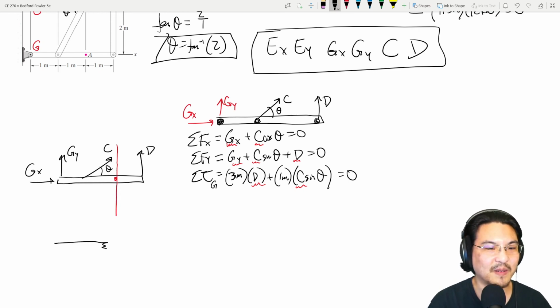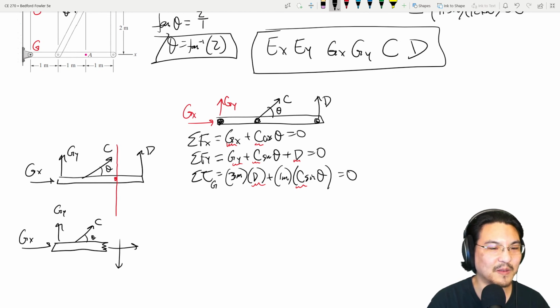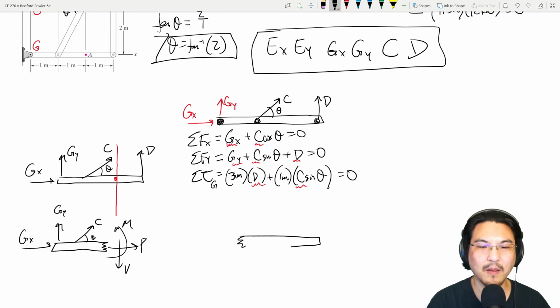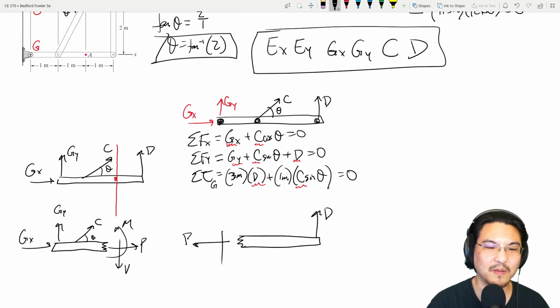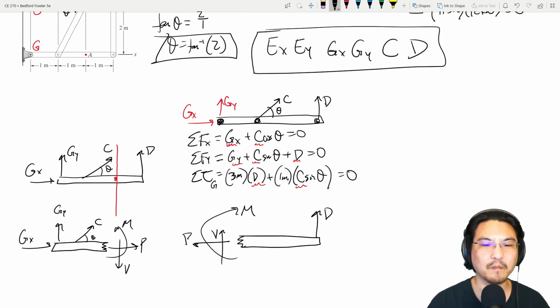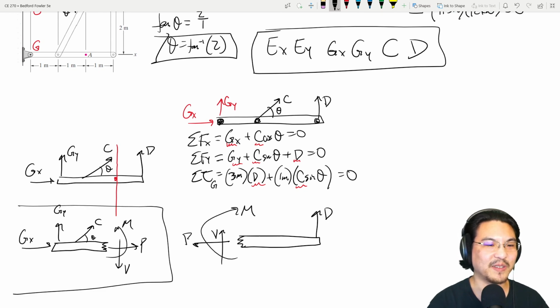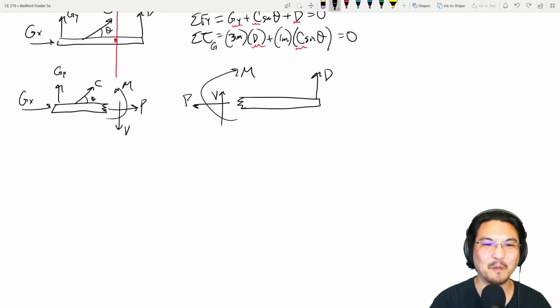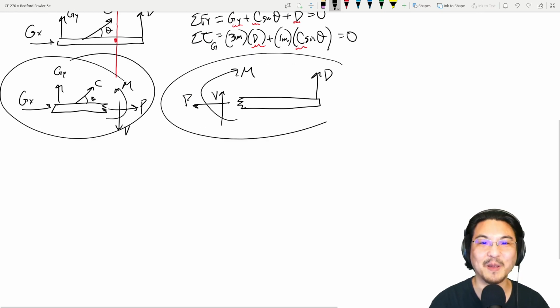And the left section looks like this. And then all the internal axial force, shear, bending moment. The right section looks like this. Axial force, shear, bending moment. Okay, so which section would you like to analyze? I think this one looks simpler, right? So let's go with that. This section. Why not, right? Because you're going to get the same answer either way.